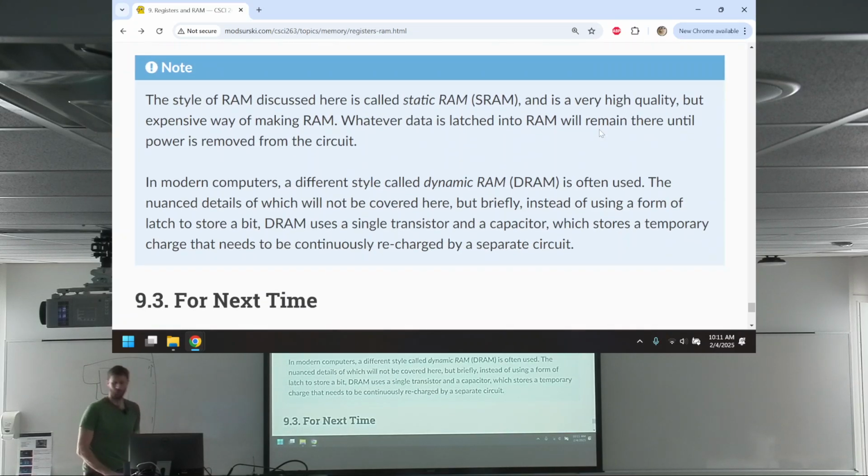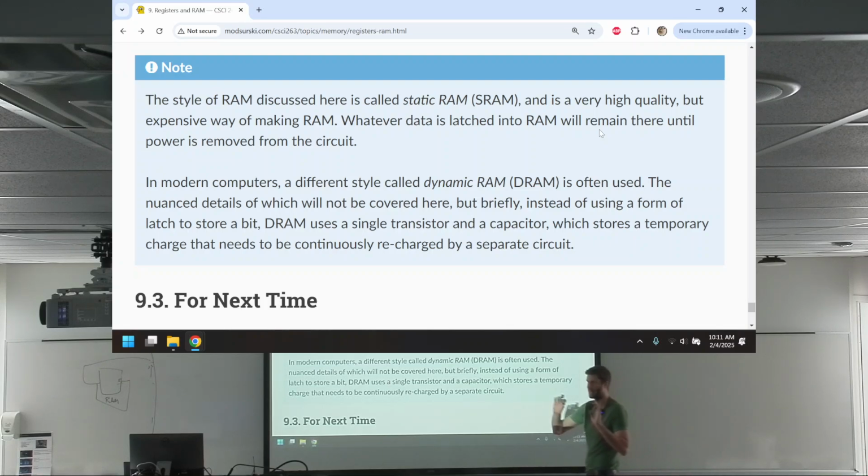So the style of RAM we've discussed here is real RAM. This is RAM. I'm not giving you some cheesy design. But this is a special type of RAM called static RAM. It's very high quality. This is the RAM you want. But it's very expensive. Whenever data is latched into RAM, it will remain there until power is removed from the circuit. No questions asked. That's it.